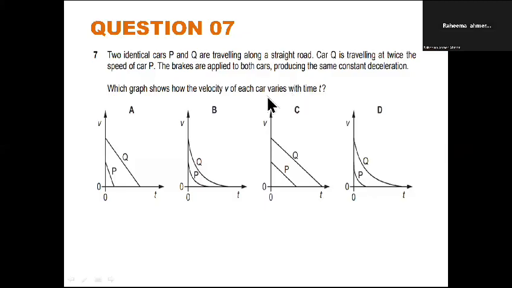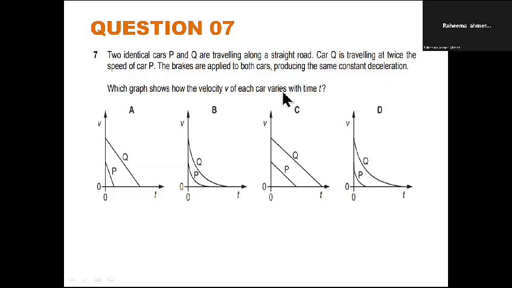So let's begin. Two identical cars P and Q are traveling along a straight road. Car Q is traveling at twice the speed of car P. The brakes are applied to both cars, producing the same constant deceleration. Which graph shows how the velocity of each car varies with time t?